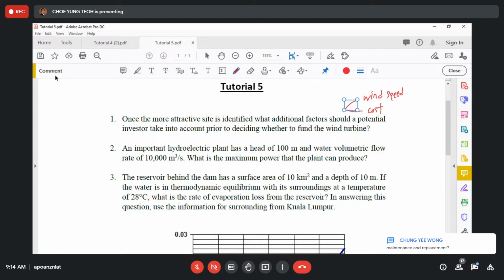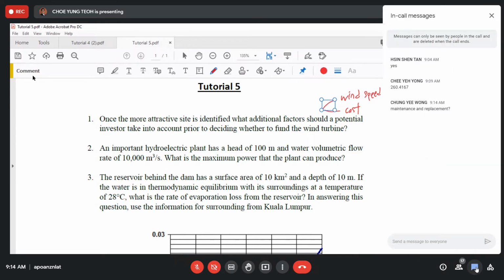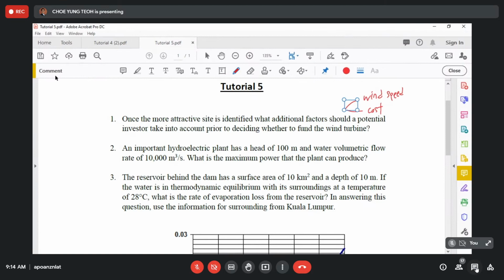Maintenance and replacement. I think maintenance is included. If I'm not mistaken, in the question there is a maintenance cost, which is 1 million per year. Sorry, 100,000 per year. And then the turbine cost, I can't remember, maybe 2 million per year. So maintenance cost is already included. All types of costs are already included. The wind speed distribution is included. What else do we need to consider? What is not included in the calculation?